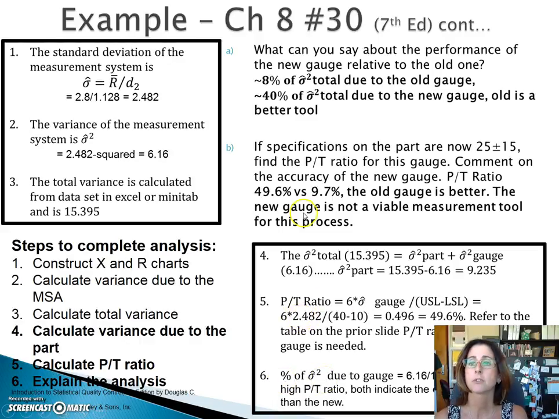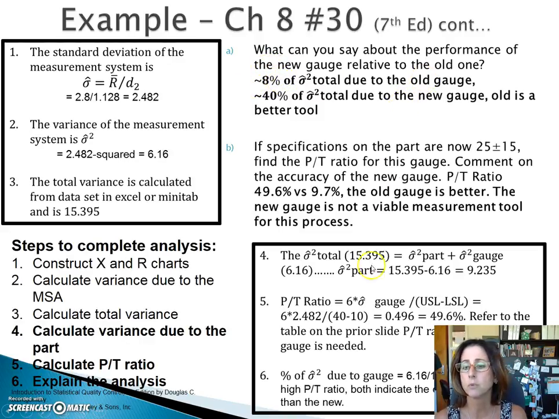So then let's go back and answer the questions of the problem. What can we say about the performance of the old gauge relative to the new one? If you remember, you can look back in the slides if you have them in front of you. The percentage of total variance due to the gauge with the original, the old one, was only 8%. 8% of the total variance was a result of the gauge.